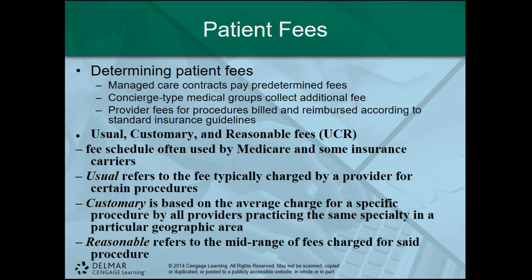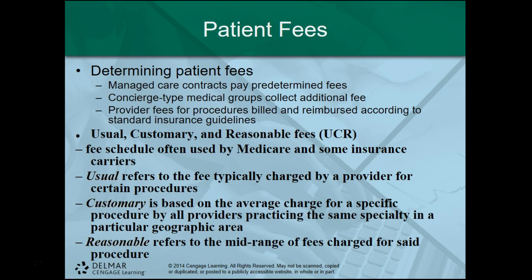That is the fee schedule that is often used by Medicare and most major insurance carriers. Usual refers to the fee that is typically charged by a provider for certain procedures. Customary is based on the average charge for a specific procedure by all providers practicing the same specialty in a particular geographic area. And I'll explain that in just a second. Reasonable refers to the mid-range of fees charged for said procedure.